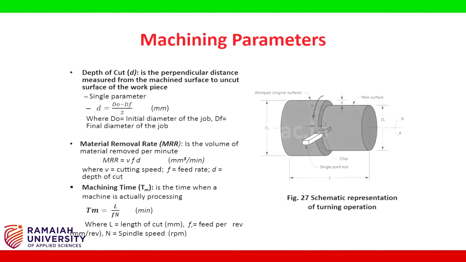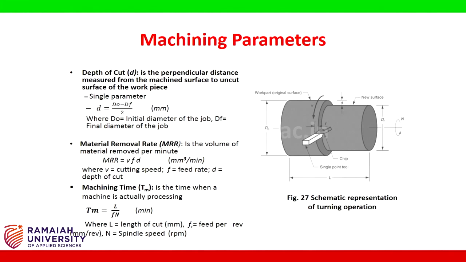Machining parameters. Depth of cut D. It is the perpendicular distance measured from the machined surface to uncut surface of the workpiece. It is a single parameter. D is given by (d0 minus df) divided by 2 in mm, where d0 is initial diameter of the job and df is final diameter of the job.